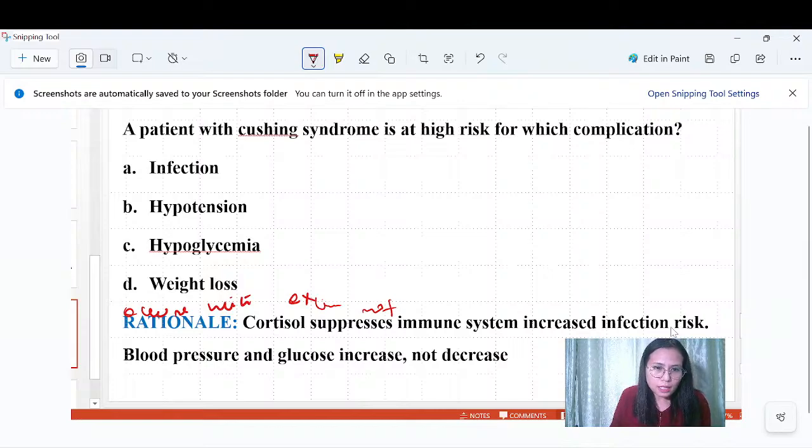The next one is weight loss. The correct answer will be hypotension. Cortisol suppresses the immune system and increases the infection risk. Blood pressure and glucose increase, not decrease.